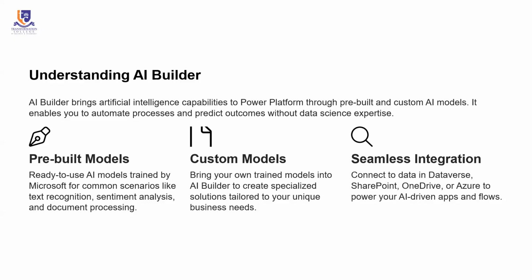So we have pre-built models, ready-to-use models trained by Microsoft for common scenarios like text recognition, sentiment analysis, document processing. So these models are already created for specific use cases. So they could be used for sentiment analysis, trying to determine if the text is positive, negative, or neutral. Text recognition, is it English? Is it French? Is it Spanish? We can use it to process documents. So if you want to process our invoice to extract the information that we need from it, those models are already made. So we can now further customize the models using our own data.